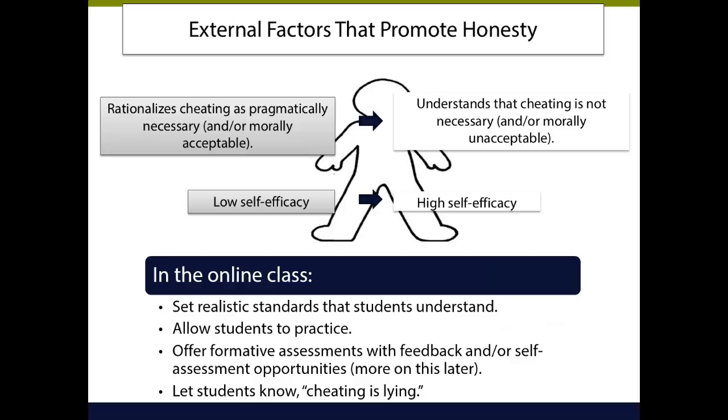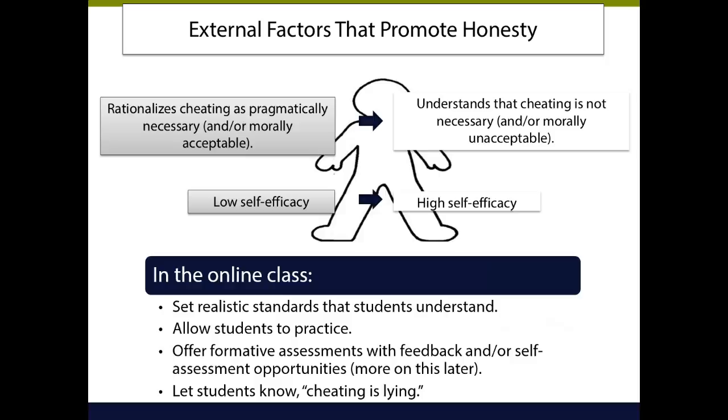So if a student knows how to do the work, help them with self-assessment so they understand that they know what they're talking about, and then they won't feel like they need to cheat. Now, if they actually know they don't know, then you're going to have to help them realize that even if they know that they're not going to do well, it's unacceptable to cheat. So, what can we do about it?